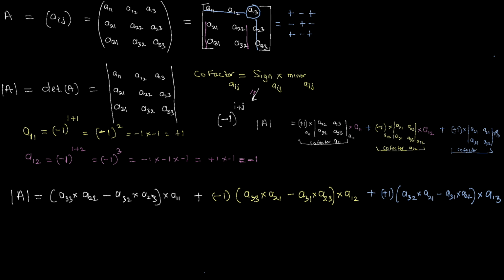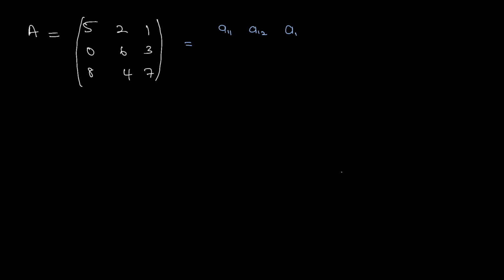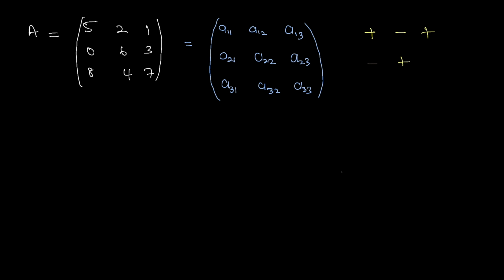And that's it. So what we now need to do is an example for calculating the 3 by 3 matrix. So we've got an example here. A equals 5, 2, 1, 0, 6, 3, and 8, 4, 7. That's the matrix. A good idea is to remember that this is A11, A12, A13, A21, A22, A23, A31, A32, A33. And also to remember the signs: plus, minus, plus, minus, plus, minus, plus, minus, plus. So we need a cofactor times the sign times the element.